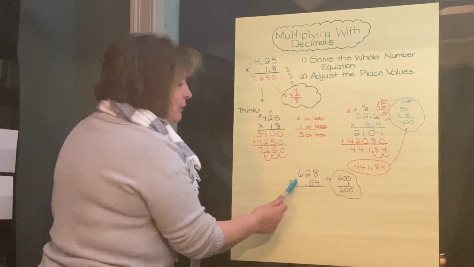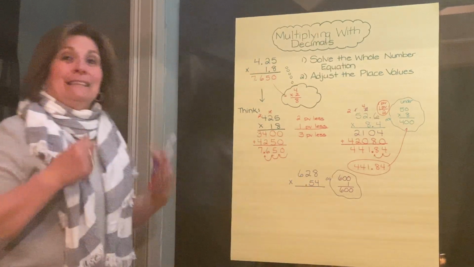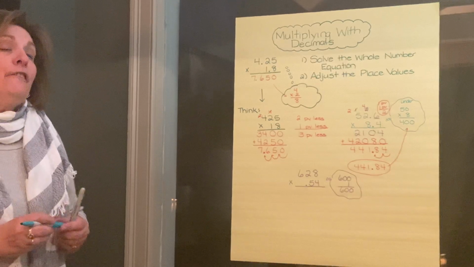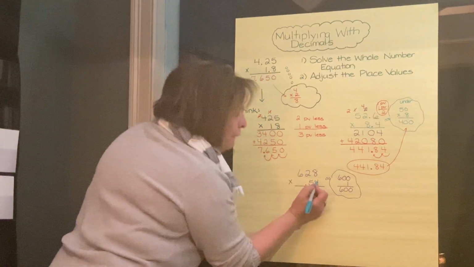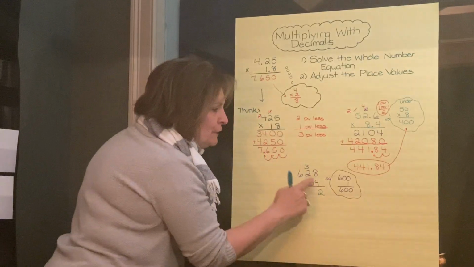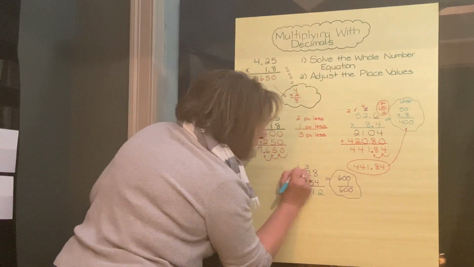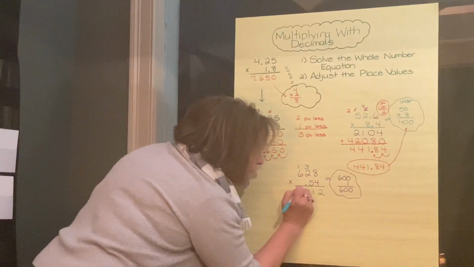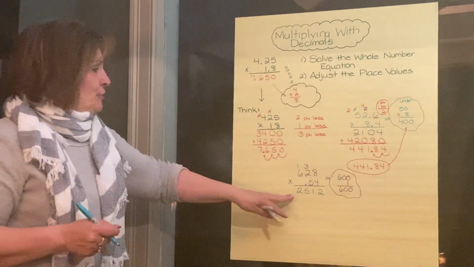All right. I'm going to look at this as being 628 times 54. And I'm going to ignore the fact that there's a decimal point there for now. I'm going to solve the whole number equation and adjust the place values afterwards. So 4 times 8 is 32. Put down the 2, carry the 3. 4 times 2 is 8, plus 3 more is 11. Put down the 1, carry the 1. 4 times 6 is 24, plus 1 more is 25. Again, I'm not putting decimal points in my partial products.